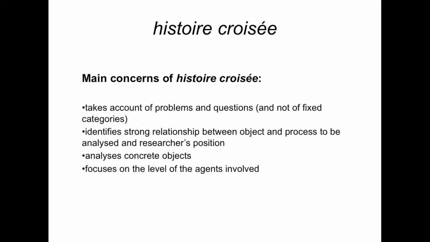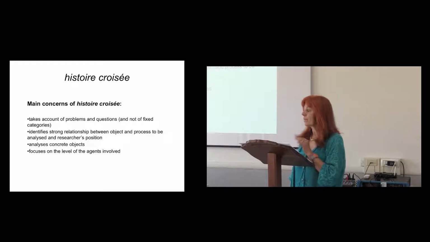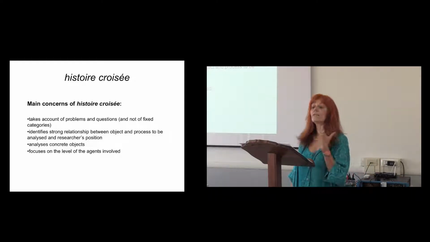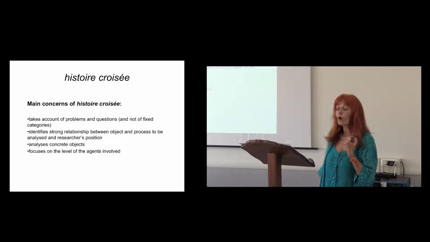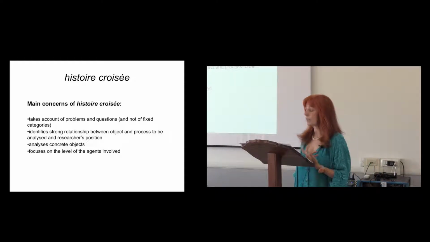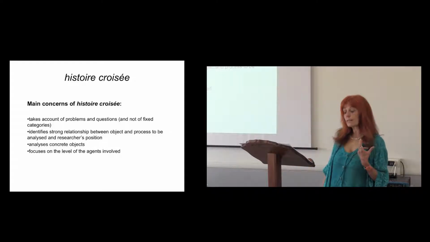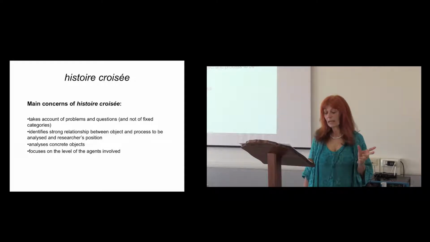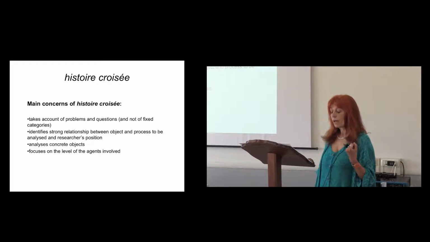Secondly, Histoire Croisée analyzes concrete objects like institutions, legal systems, cultural products or disciplines, and not given models or global constructs such as a nation or a culture or a society. Thirdly, very important, it focuses on the level of the agents involved. This means on the conflicts they operate in and the strategies adopted to develop solutions. As we can see, these concerns are all central to the analysis of the translation or interpreting process, including both the actors involved in all its different stages and the translation or the interpreting product.